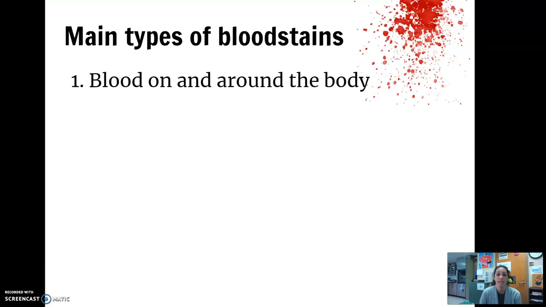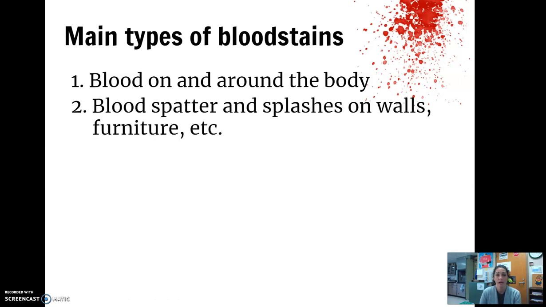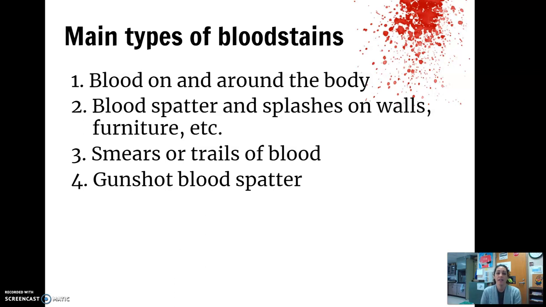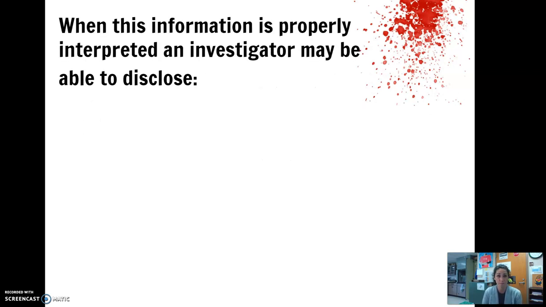So main types of stains, there's 4 main types. Blood on and around the body would be one. Blood spatter or splashes, so when someone gets hit and the blood, right, moves away from them. Smears, so that would be that kind of contact as it comes in contact with something. This could be like footprints. And then gunshot blood spatter, because that's going to be pretty unique and different compared to blood spatter from someone punching someone else.